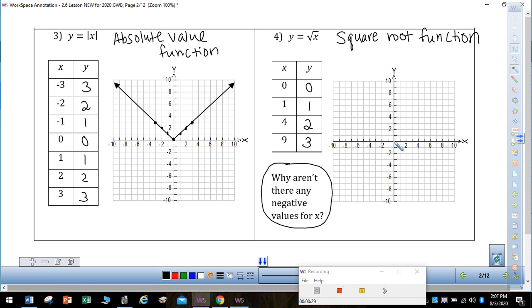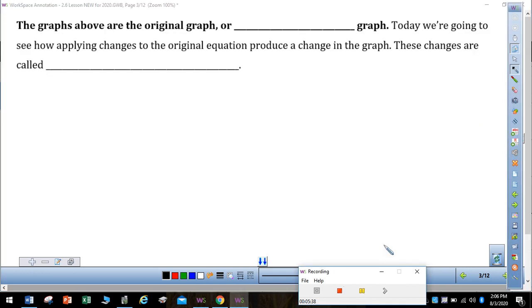So here's what that graph looks like. We've got the points (0, 0), (1, 1), (4, 2), and (9, 3). So it's just going to start here at (0, 0), but then it is going to continue on forever as we move further to the right. So I'm just going to put one arrow on that, just moving to the right.